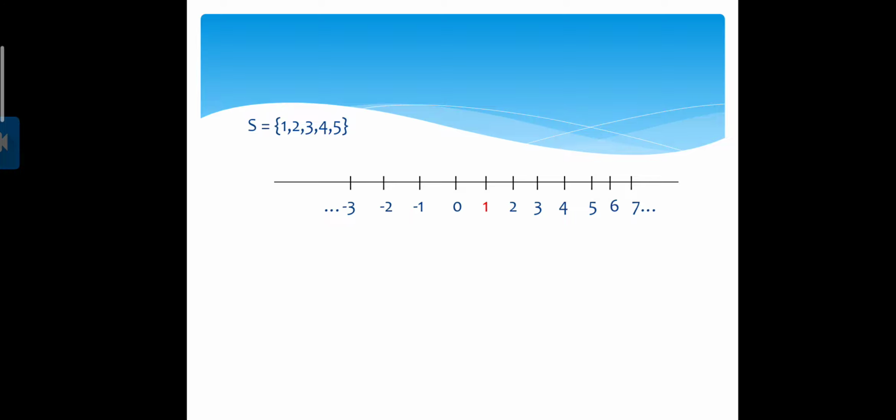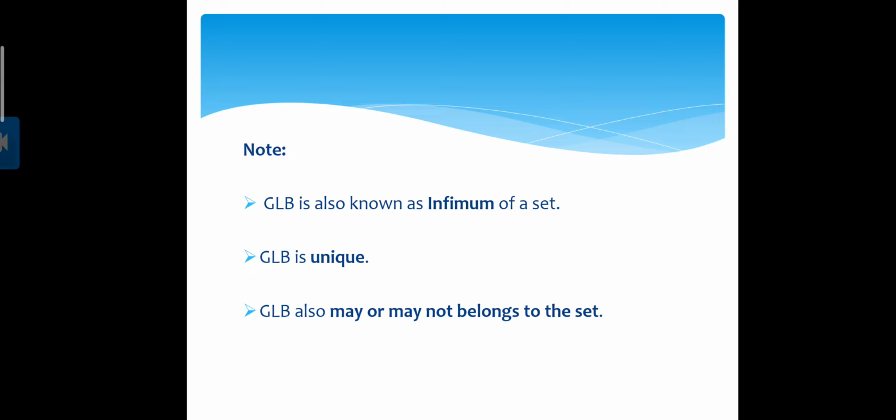Then from the real number system, you can find the lower bounds of a set first and mark which is the greatest among those lower bounds. Similarly, GLB is unique. It may or may not belong to the set, and it is generally known as the infimum of a set. Now let us see some examples.